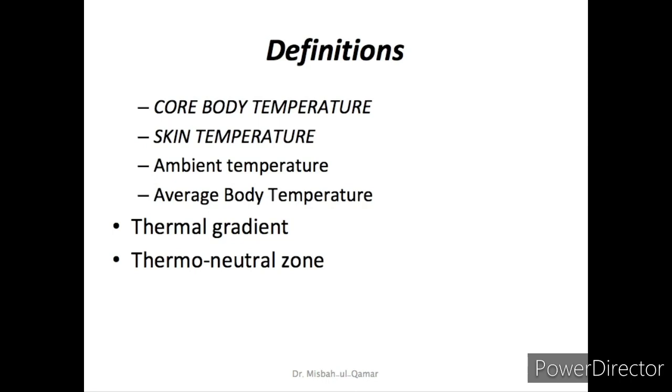As far as the value is concerned, average core body temperature is taken to be around 98.6 degree Fahrenheit orally and 1 degree Fahrenheit higher when it is measured rectally. And you can see that it can be measured from rectum, but apart from that, it can also be measured from tympanic membrane, from the pulmonary artery, distal esophagus, and also from nasopharynx.